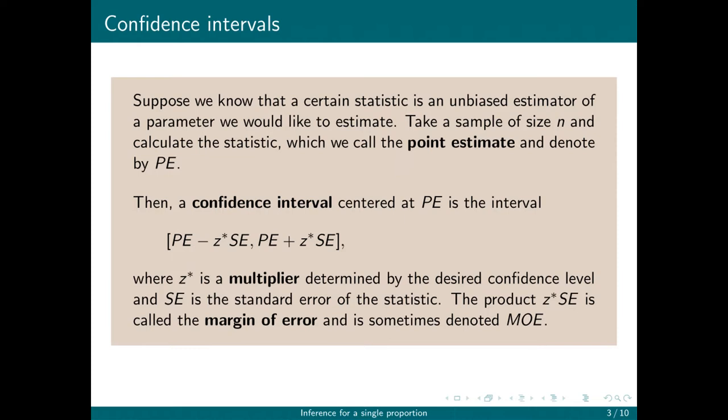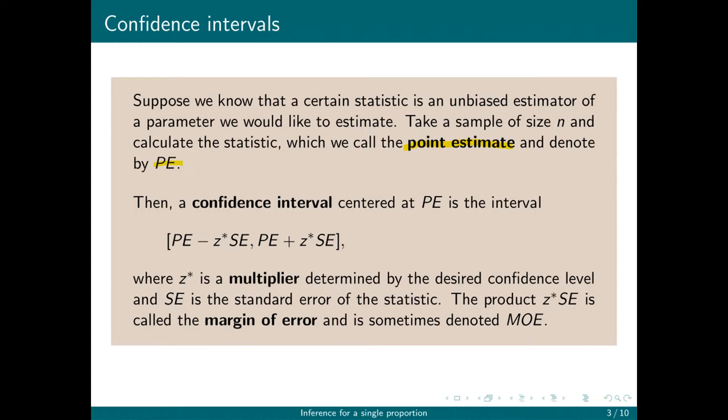Suppose that we know that a certain statistic is an unbiased estimator of a parameter that we want to estimate. We're going to take a sample of size n and calculate the statistic, which we call the point estimate, and denote PE. So the PE is a single statistic that we've calculated from our sample. Then a confidence interval centered at the point estimate is the interval PE minus some number up to PE plus some number. And so this is a collection of numbers between the lower bound and the upper bound.